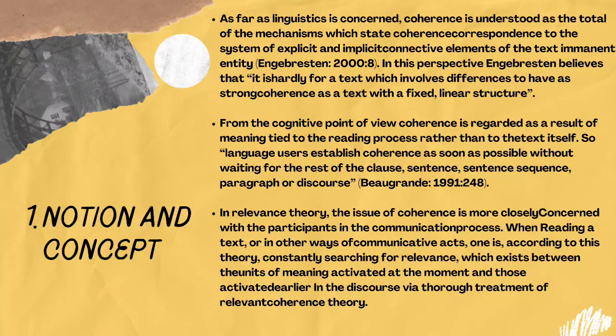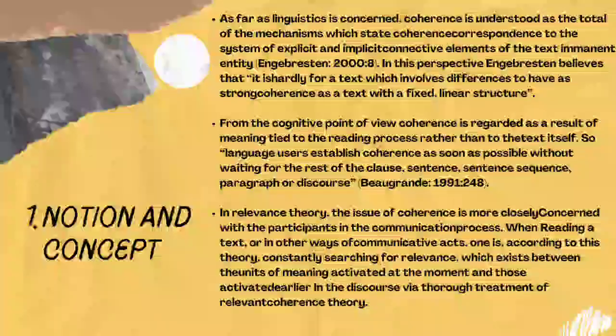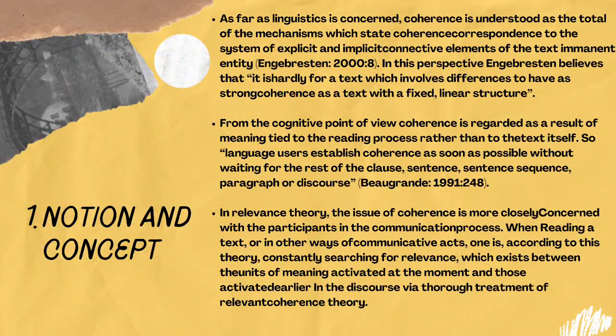First, notion and concept. As far as linguistics is concerned, coherence is understood as the total of the mechanisms which state coherence or correspondence to the system of explicit and implicit connective elements of the text's immanent entity. In this perspective, Preston believes that it is hard for a text which involves difference to have as strong a coherence as a text with a fixed linear structure.